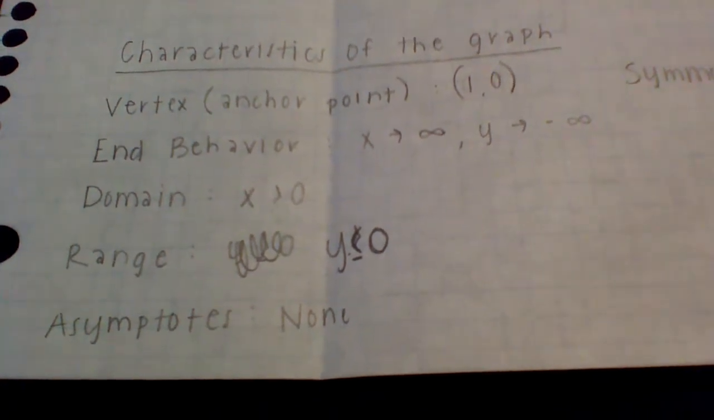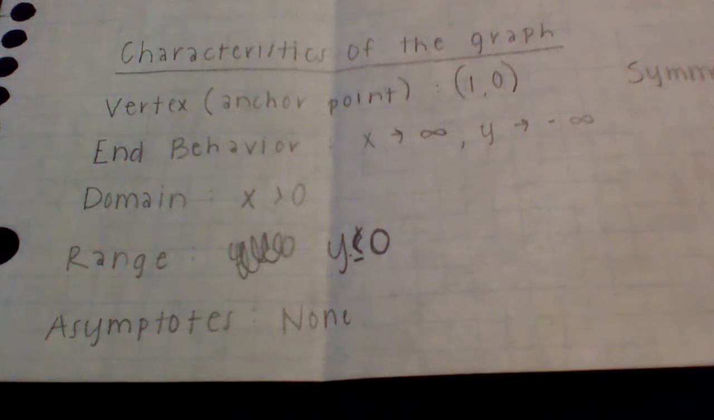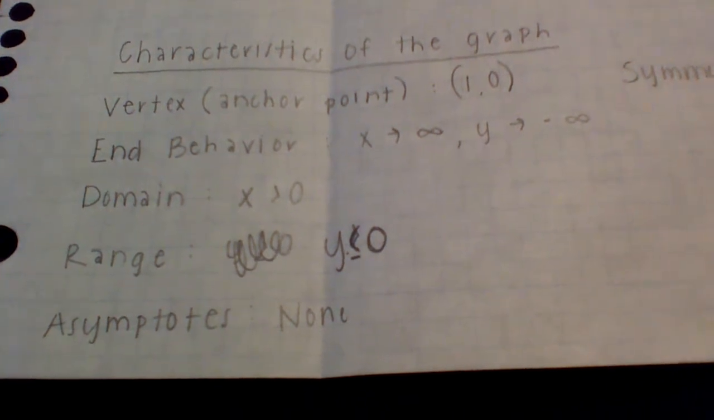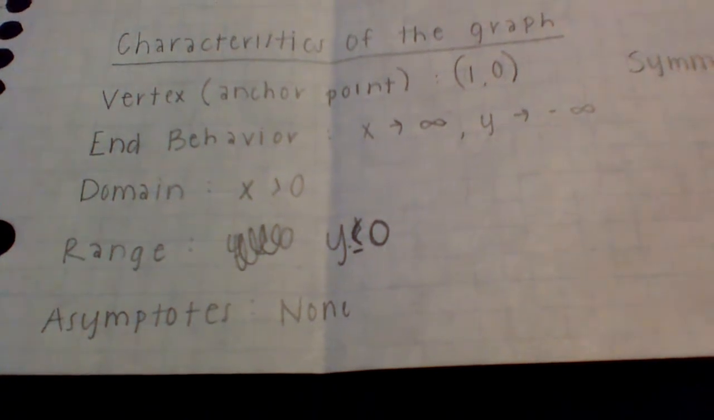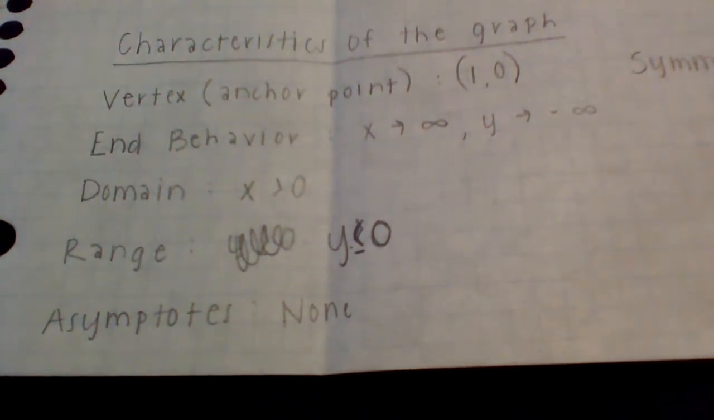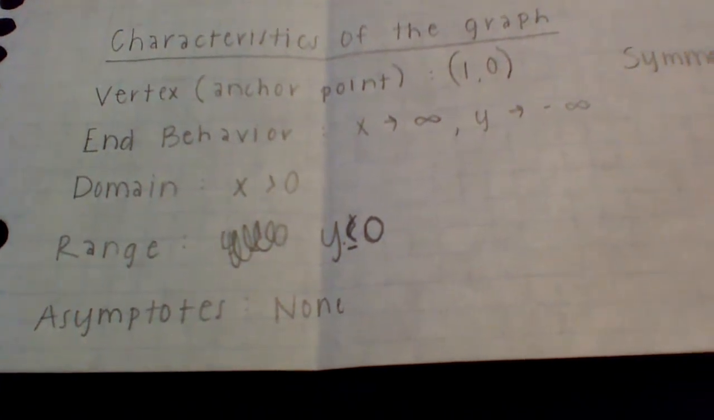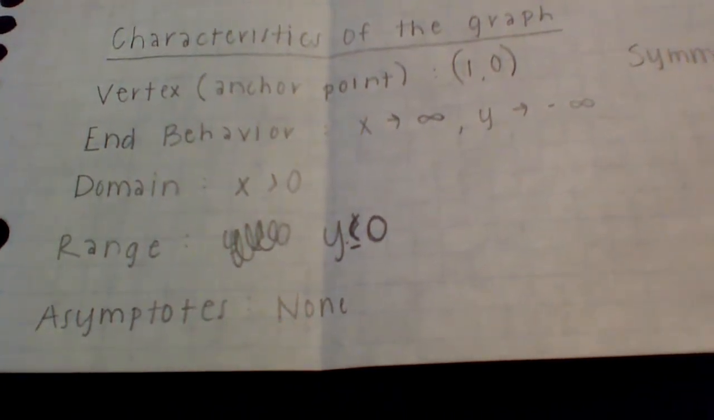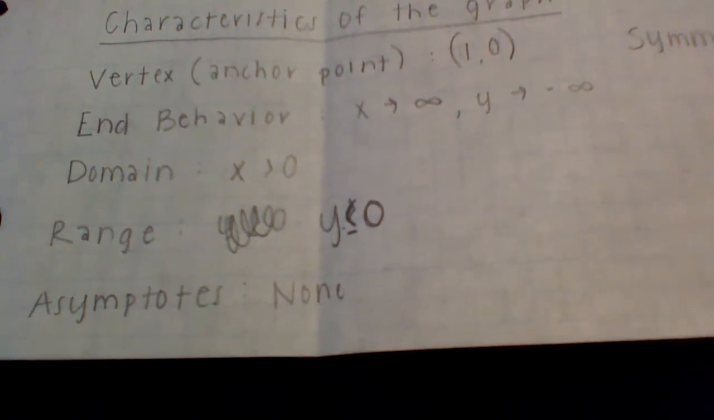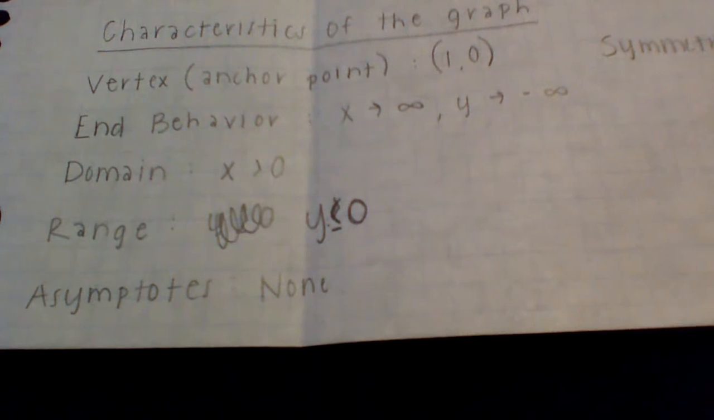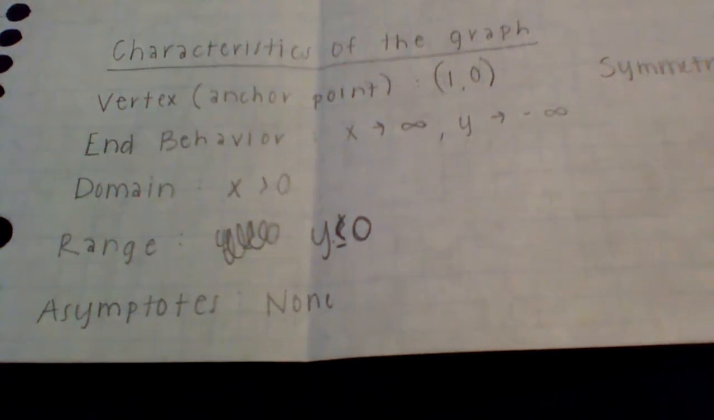My domain is that x is greater than 0, which means it can never be a negative number. And my range is that 0 is greater than y, which means that my y is a negative number. So it's y is less than or equal to 0. I did not have any asymptotes with this new transform function, and there was no symmetry either.